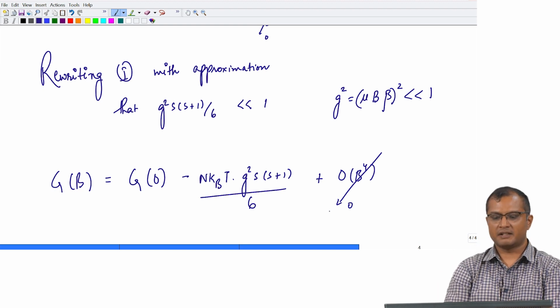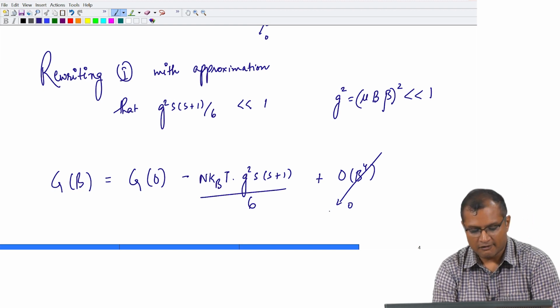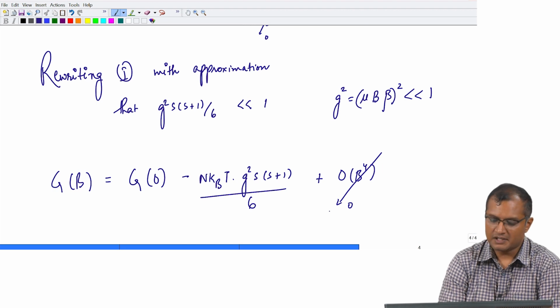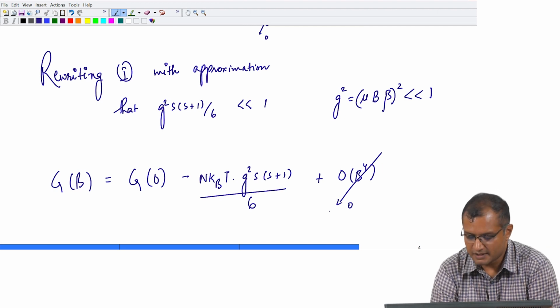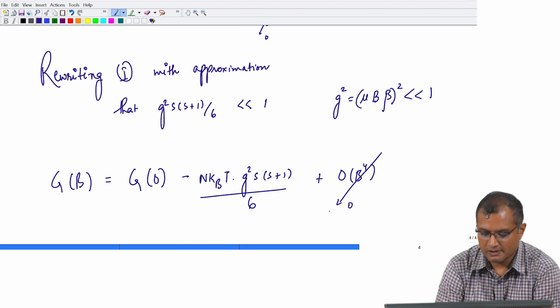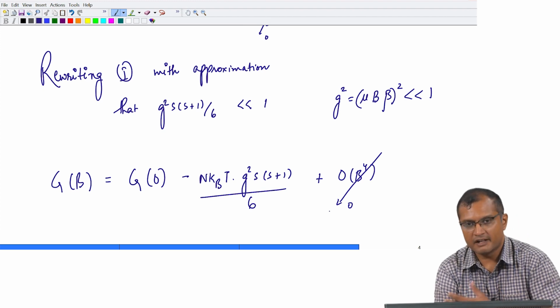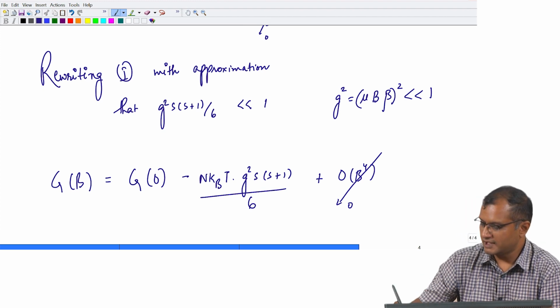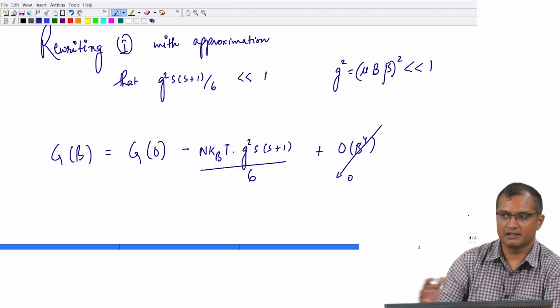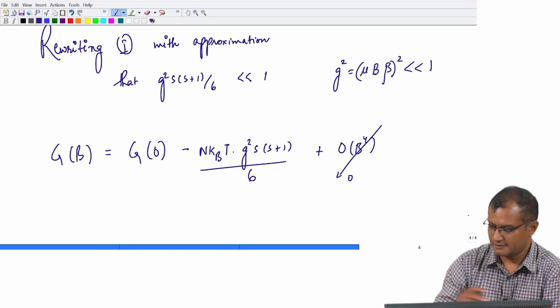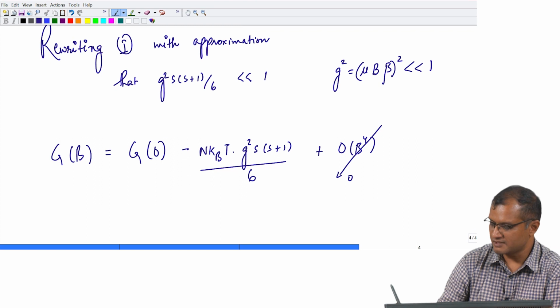So, this is my approximate Gibbs free energy in the limit of small fields. Of course, this approximation is valid only if the field is small; if you take fields to be large, then you have to take the entire series. So, this is the Gibbs free energy that we have computed.